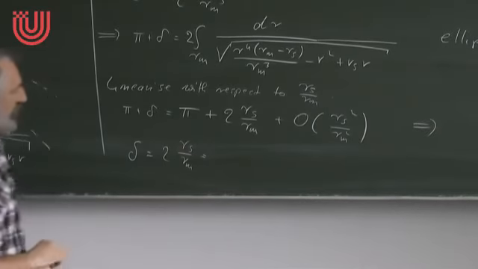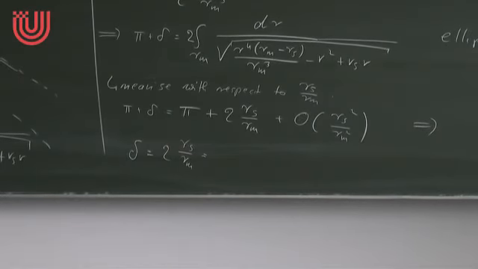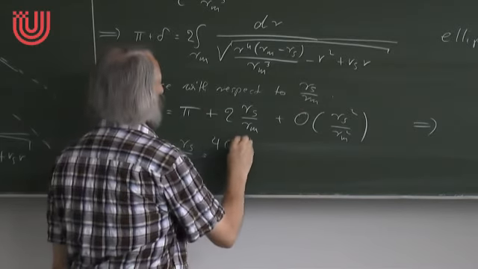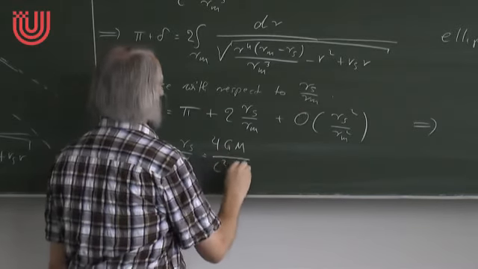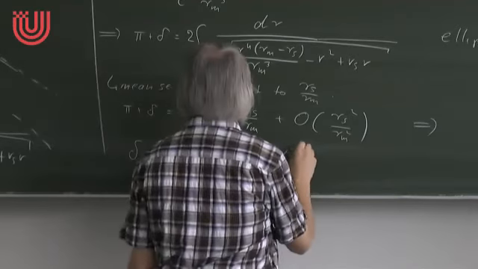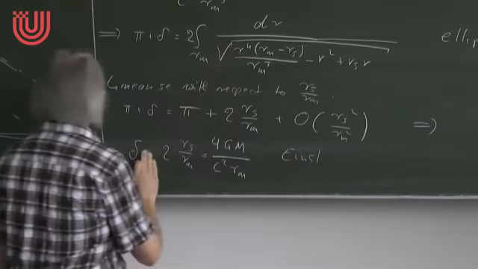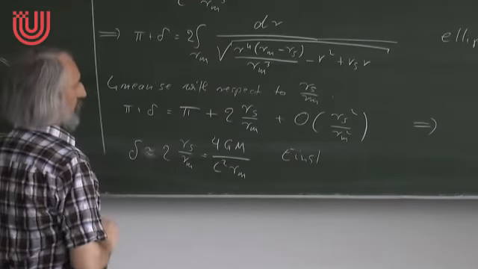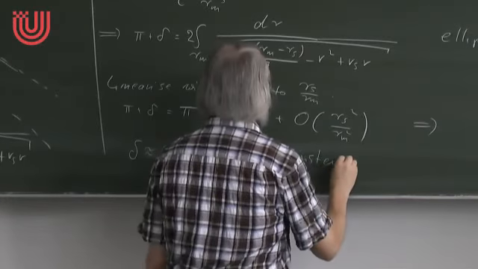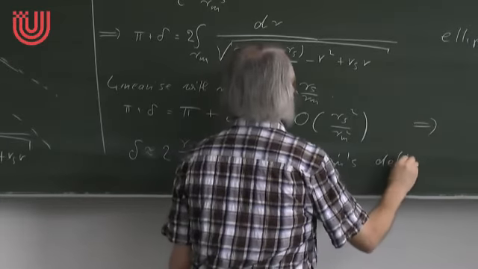And remember what Rs was? Rs was 2 times Gm over c squared. So I get 4 Gm over c squared Rm. And this is Einstein's, or that's not a precise formula, it's an approximation formula. Yeah? And that's Einstein's deflection formula.